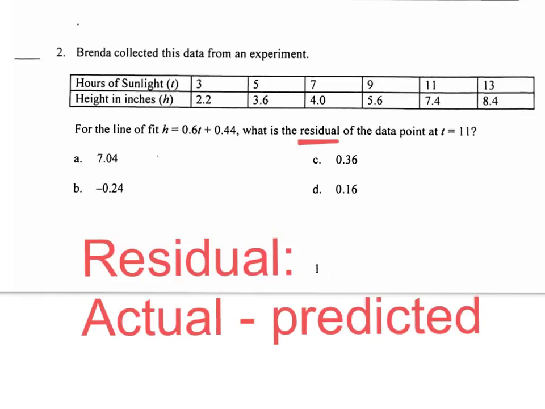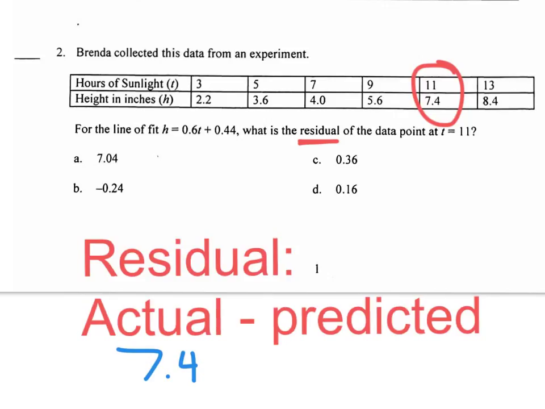And what part of the data are we actually talking about? We're talking about the point t equals 11. T equals 11, that's time 3, 5, 7, 9, 11. So we're talking about this right here. Let me actually circle that. And we know, according to the raw data, that after 11 hours, the plant is 7.4 inches tall. That's the actual data. But we want the actual minus the predicted, because that's what residual is all about. So here's our actual, and that's 7.4.